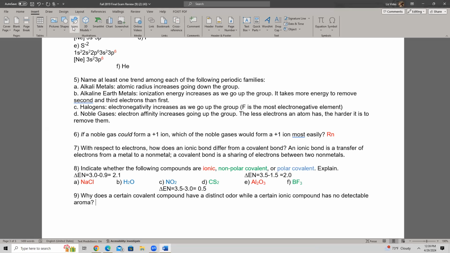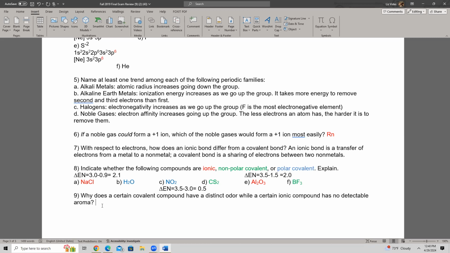All right, so for this next question, it's asking us, why does a compound that is covalent have a distinct odor, but an ionic one does not? Remember, one characteristic of ionic compounds is that they have a very high melting and boiling point, right? So if it's just at room temperature, you're not going to smell it.